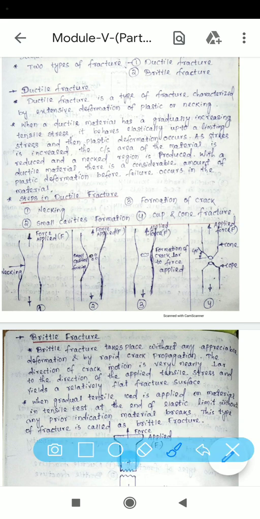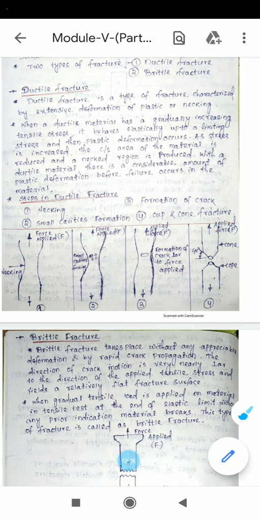Then in the second figure, whenever you apply more load, a small cavity is formed inside the member. Then stage 3, formation of crack. Again you apply more load, then here the crack forms. Then finally the fracture takes place. After that the surface becomes a cup and cone type of structure. The upper one is your cone, the lower one is your cup type of structure.